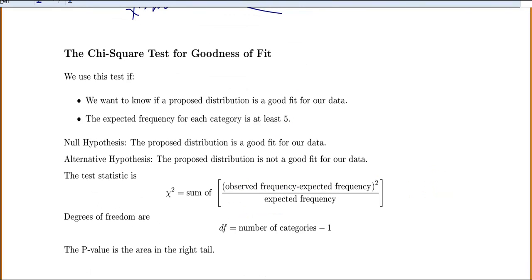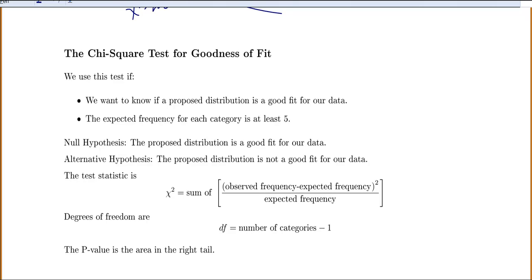So the chi-square test for goodness of fit is the first of the 2 tests we're going to learn. We use this test if, number 1, we want to know if a proposed distribution is a good fit for our data. And then just like other tests, sometimes we need to have a large enough sample size. In this test, how you know if you have a large enough sample size is that the expected frequency for each category, and we'll talk about what that means, is at least 5.